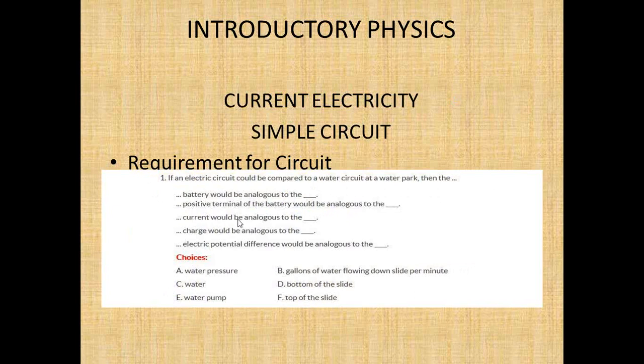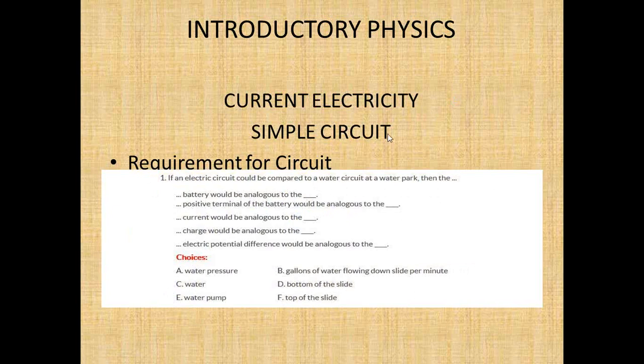The current would be analogous to what? What would be the current? Remember what we say. Well, we haven't said it yet, but the definition for electric current is the quantity of charge per unit time.